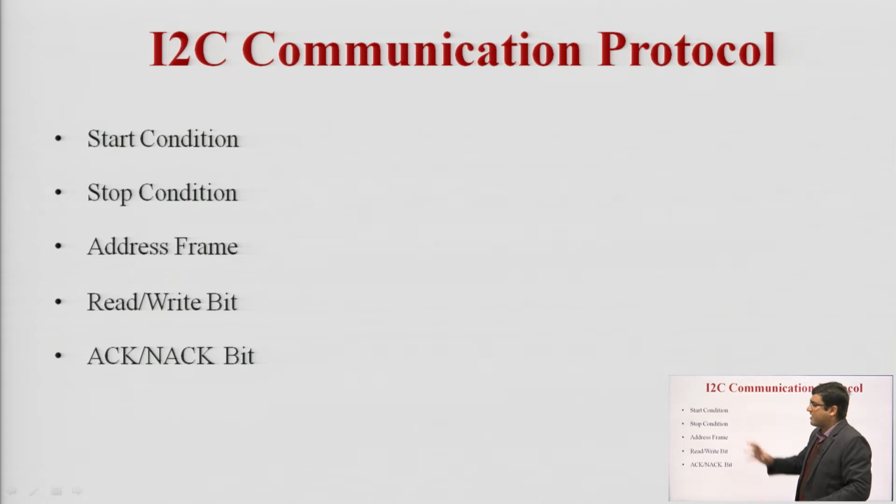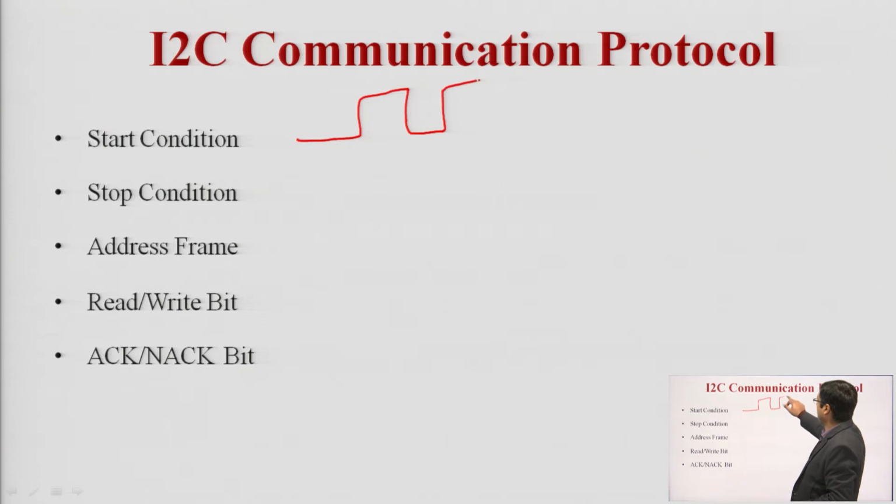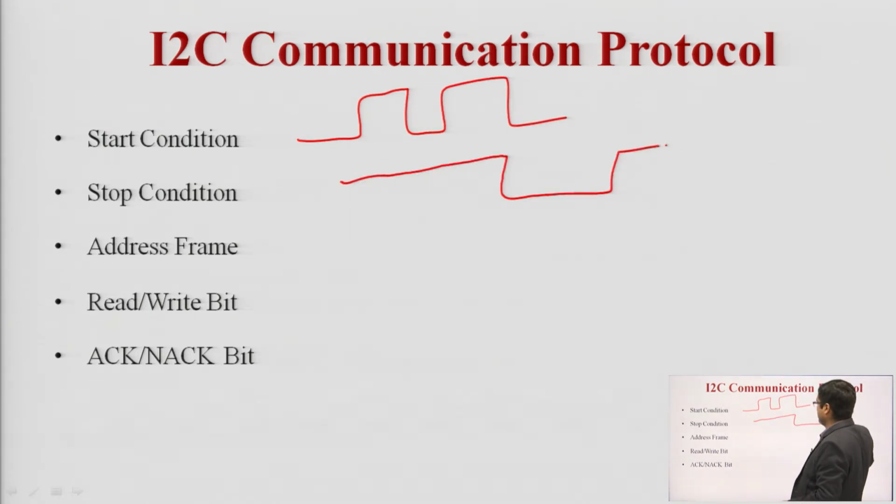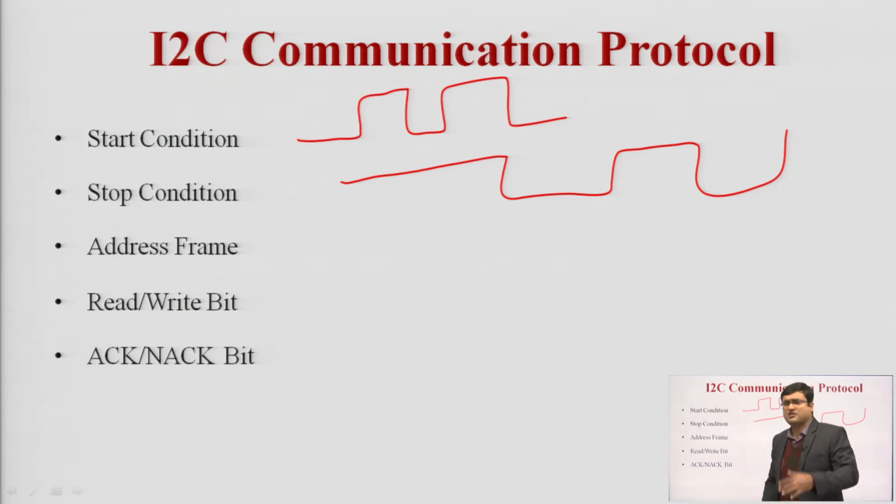So, the first one is the start condition. The start condition basically represents the start of the pulses, and the stop condition represents the stop of the pulses. The start condition works on the falling edge... that is, when the pulse takes a rising edge, flowing from low to high, and the stop condition works on the falling edge, when the signal goes from high to low.